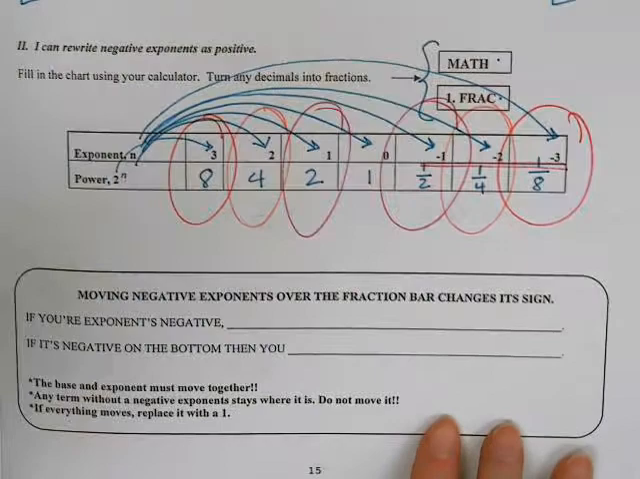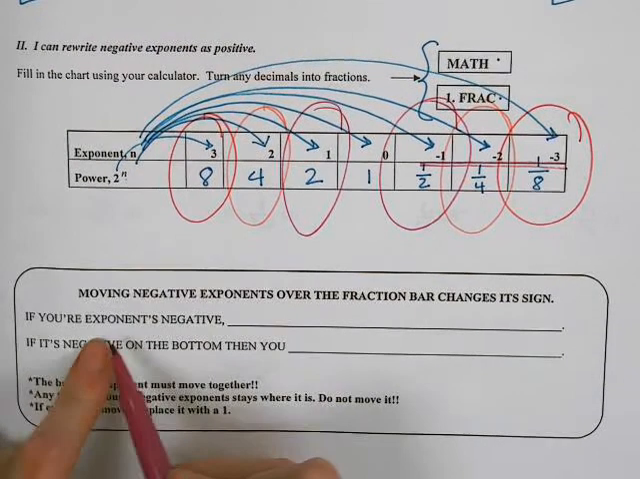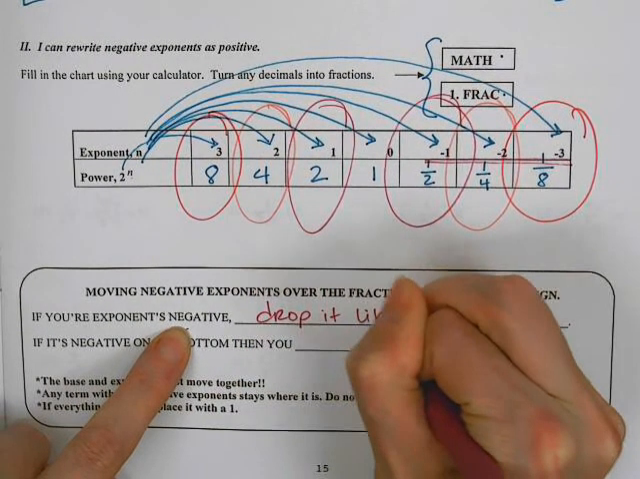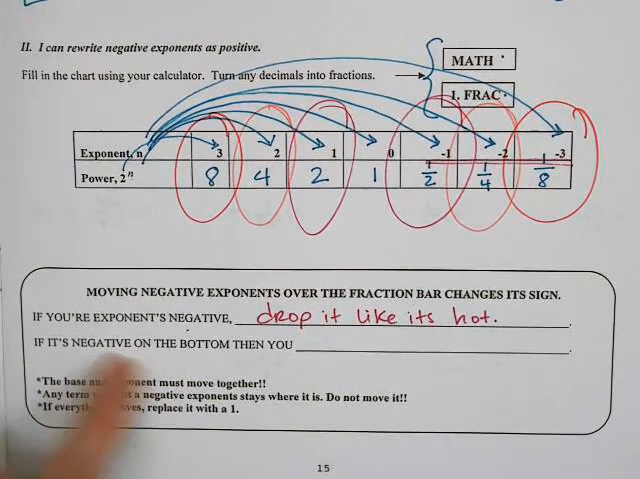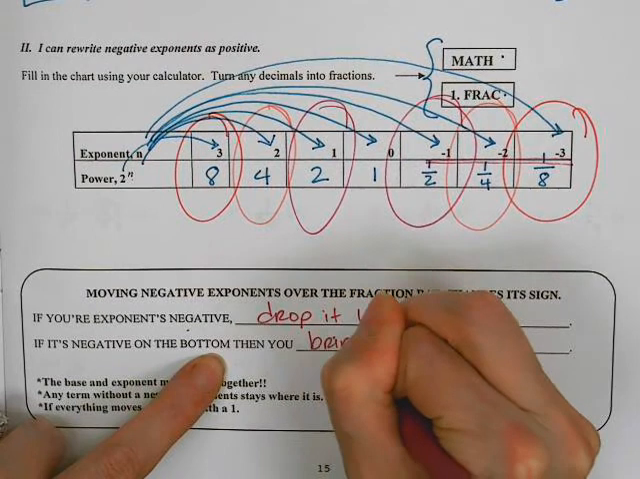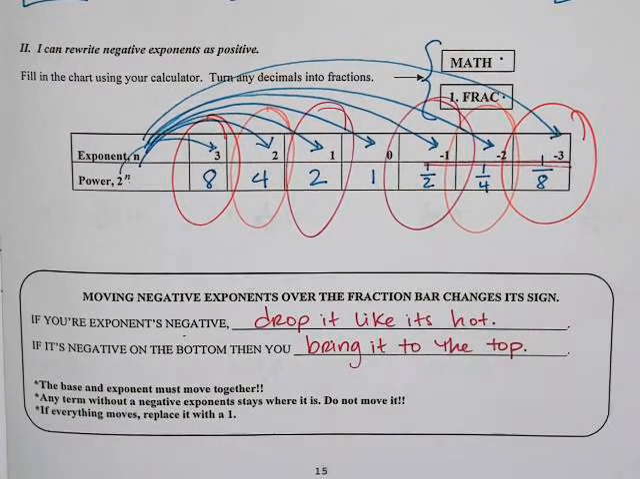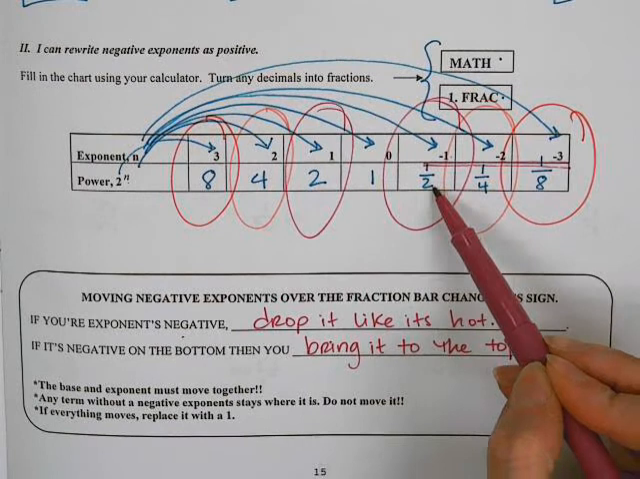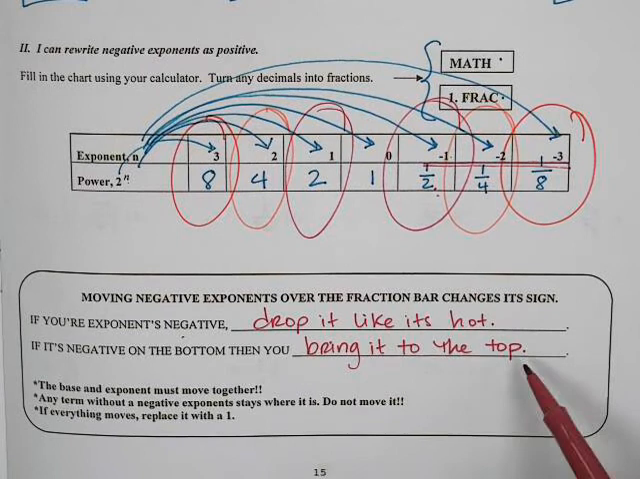We sing this to a Snoop Dogg song. You know that song, Drop It Like It's Hot? If your exponent's negative, drop it like it's hot. But if it's negative on the bottom, then you bring it to the top. Don't worry, we'll do examples of these. So if your exponent's negative, drop it like it's hot. The number has to go to the denominator. But if it's negative on the bottom, then you bring it to the top.